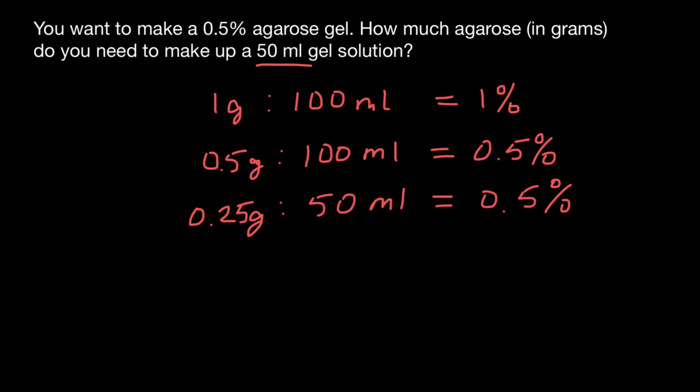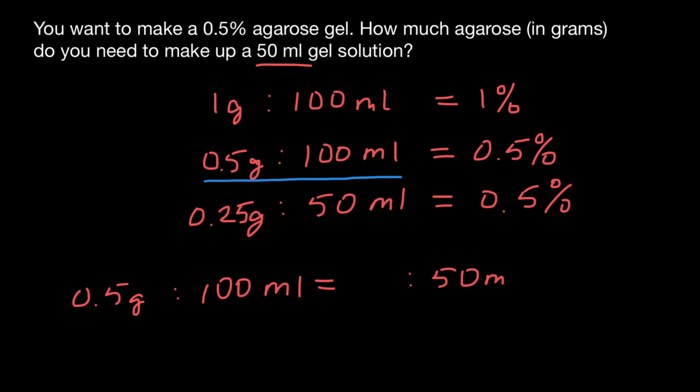One more time. Let's solve this problem using ratios and proportions. So what is a ratio? Ratio just shows us how many times one number contains another number. So let's take this ratio first. So 0.5 grams to 100 milliliters. And it should equal another ratio where we know that we need 50 milliliters, but we don't know how many grams we need. So how to find this number here?